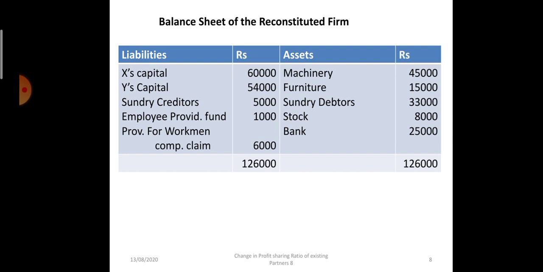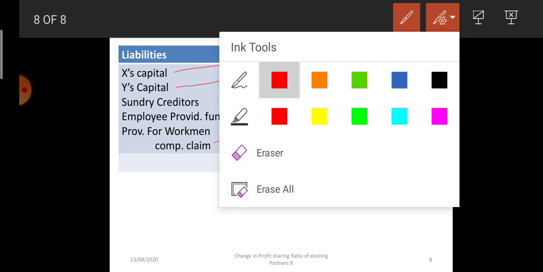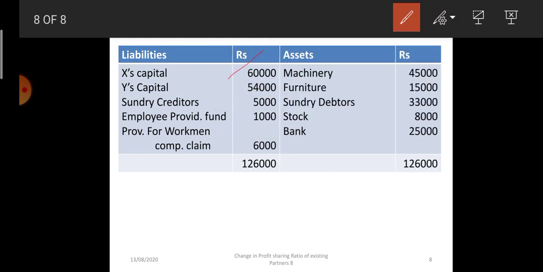Then the balance sheet of the reconstituted firm. See, capital accounts. From the capital account, the balance is 60,000 and 54,000. There was no change in the creditors account, and employee provident fund was the same, 1,000 rupees, no change, and provision for workman compensation appeared at 6,000 rupees. I am repeating again. From the capital account, closing balance of X and Y, 60,000 and 54,000 rupees. There was no change in the creditors account and employee provident fund.